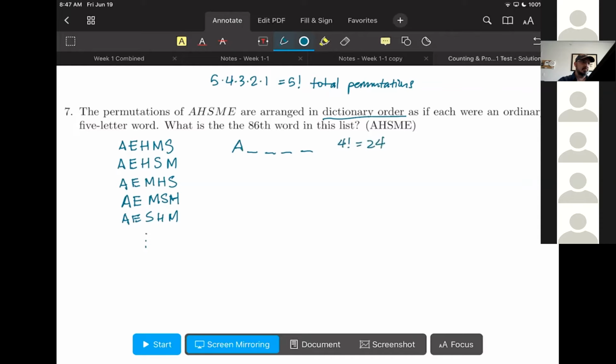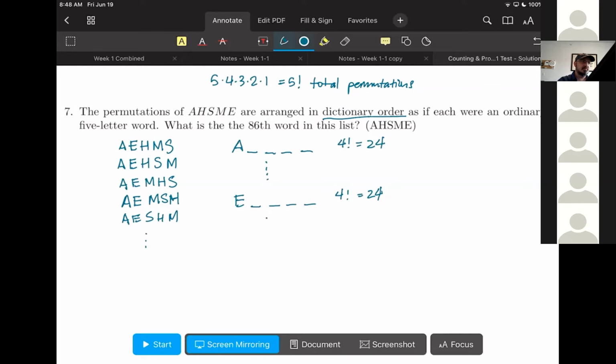So if I wrote down all the words in alphabetical order, I would first have to write down 24 words that begin with A. After that, the next letter in alphabetical order is E. How many permutations start with E? The same as the number for A, because the same number of letters are left, so the same distribution. So there are also 24 that start with E. Cool.